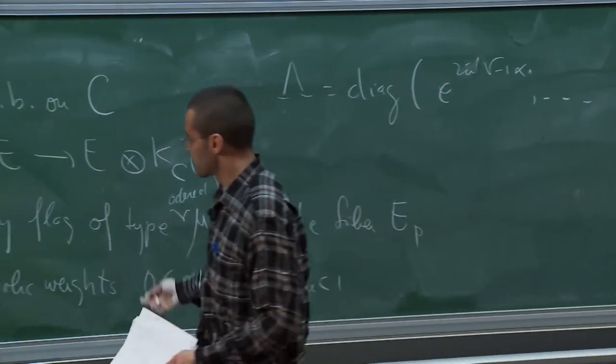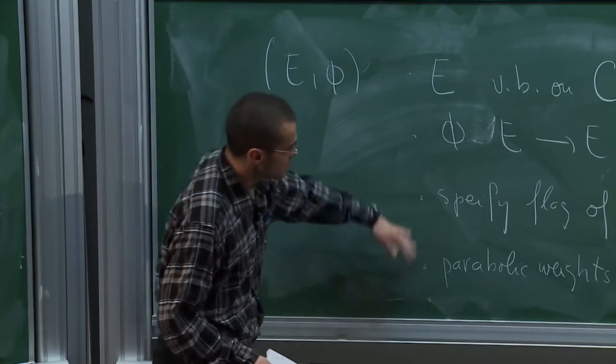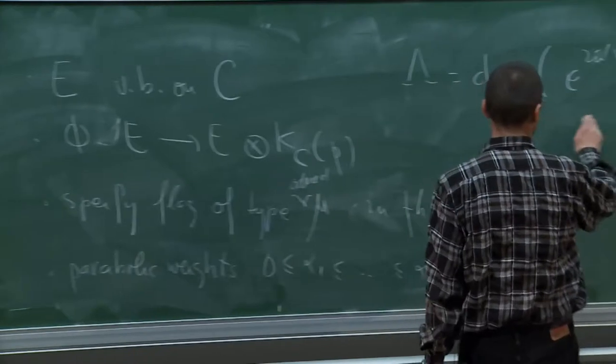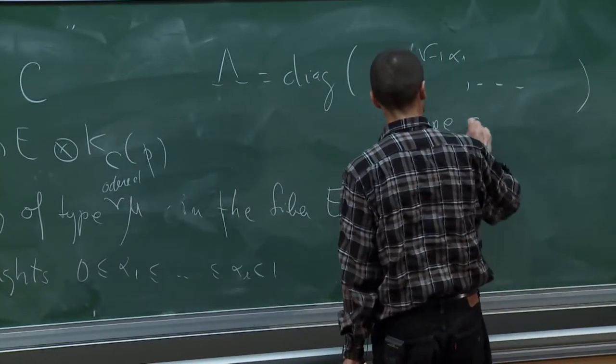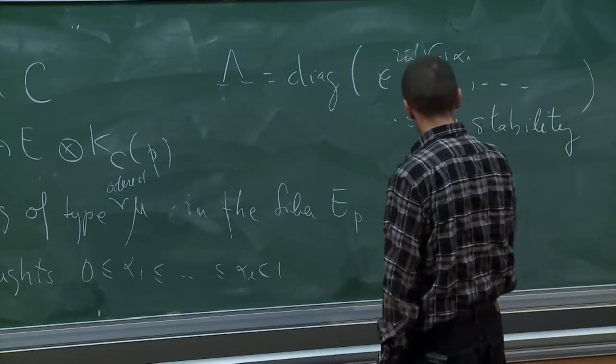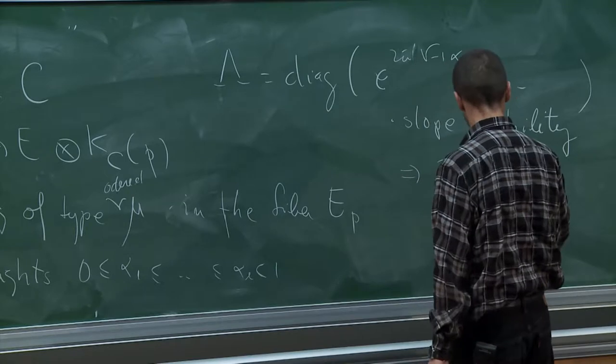And then there is a notion of parabolic slope, and the notion of slope stability. It's all standard, and you have slope stability for these guys, and you get a smooth moduli space, which is this Higgs moduli space.